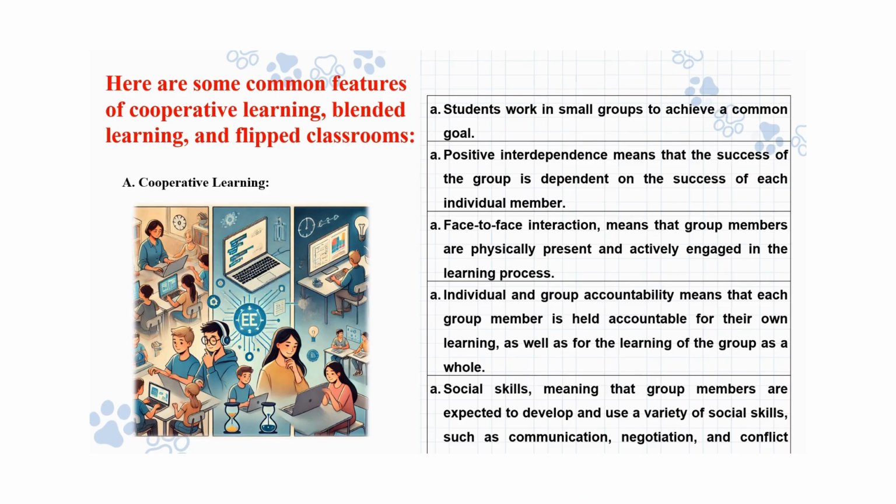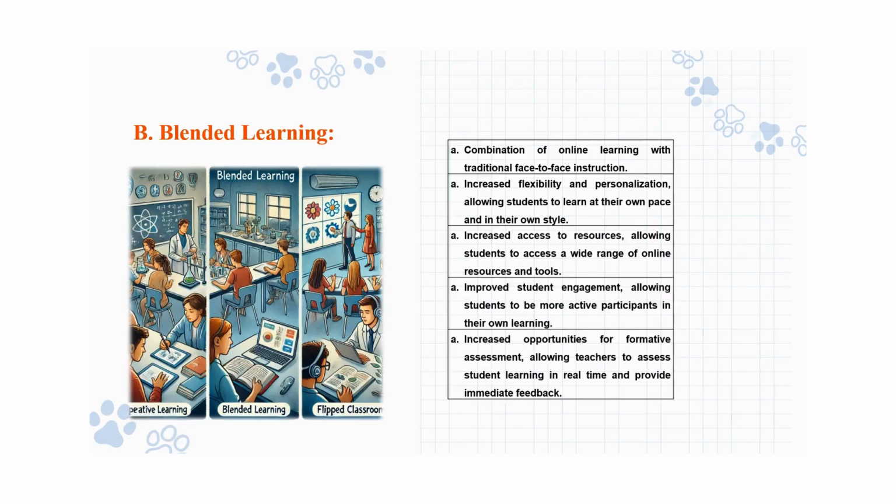4. Individual and group accountability means that each group member is held accountable for their own learning, as well as for the learning of the group as a whole. 5. Social skills, meaning that group members are expected to develop and use a variety of social skills, such as communication, negotiation, and conflict resolution. B. Blended learning. 1. Combination of online learning with traditional face-to-face instruction.